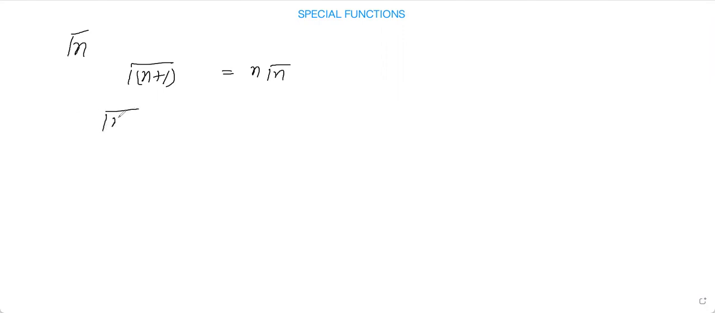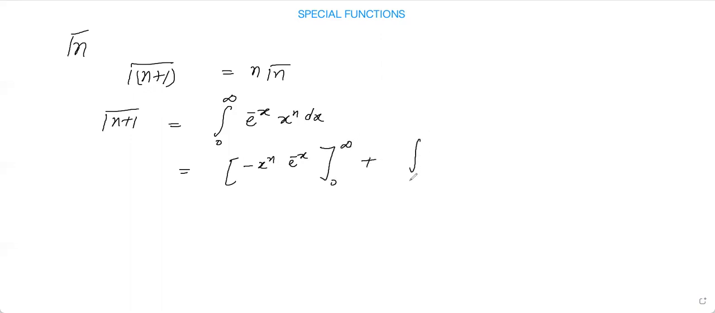Now by definition we have gamma n plus 1 is equal to the integral from 0 to infinity of e to the power of minus x, x to the power of n dx. Now integrating by parts, we have minus x to the power of n e to the power of minus x from 0 to infinity, plus the integral from 0 to infinity of n x to the power of n minus 1 e to the power of minus x dx.